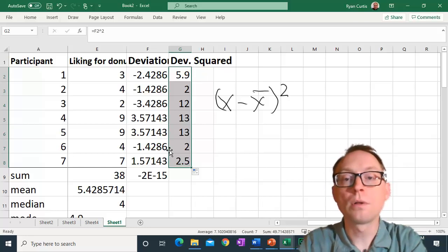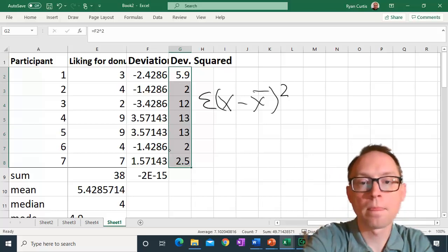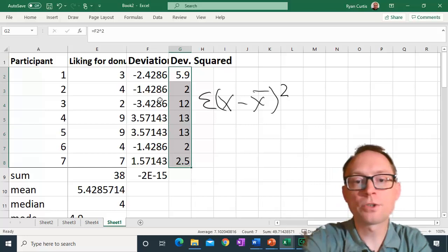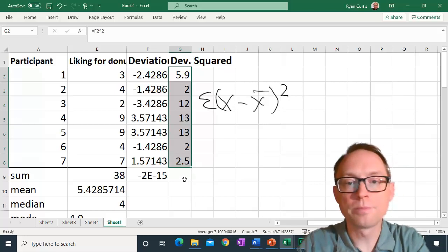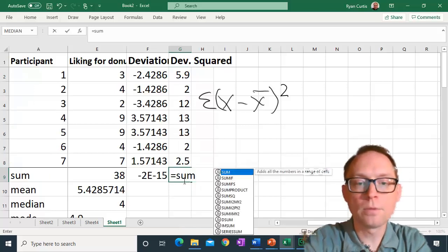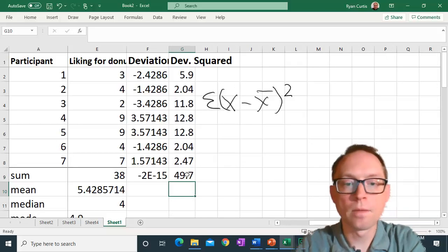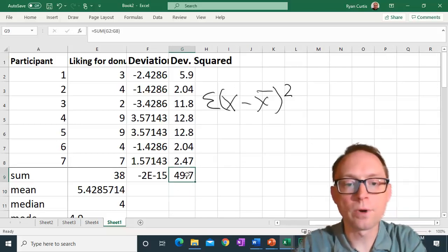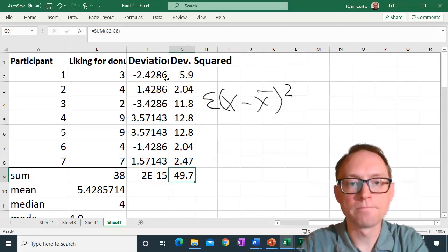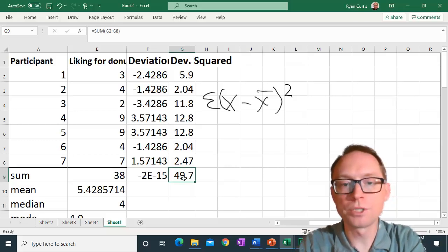So what is the sum of squares? The sum of squares is just putting a sum on what we've already got. So we want the sum of all of these deviations squared. There it is, 49.7. We took all these deviations, we squared them, we added them up. We're going to use that a lot later on.